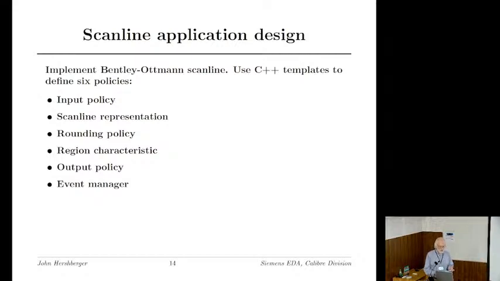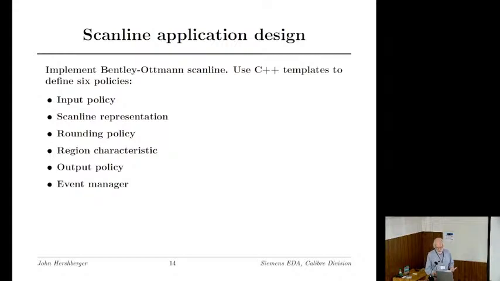A region characteristic, which we'll come back to later, maintains some application-specific characterization of the region above each edge. And an output policy receives rounded edges from the rounding policy. It consults the scanline representation and the region characteristic to produce some application-specific result. And finally, an event manager ties all of this together. It passes messages between these different components, and it updates the region characteristic only where it's necessary.